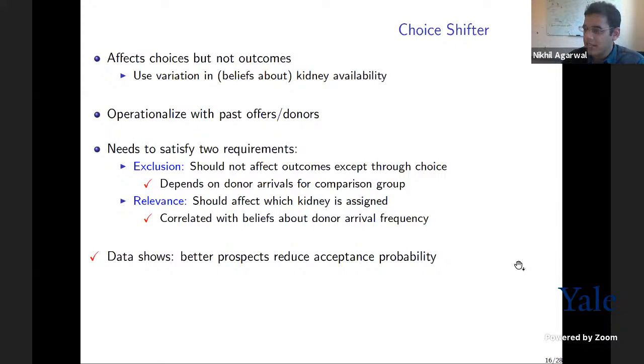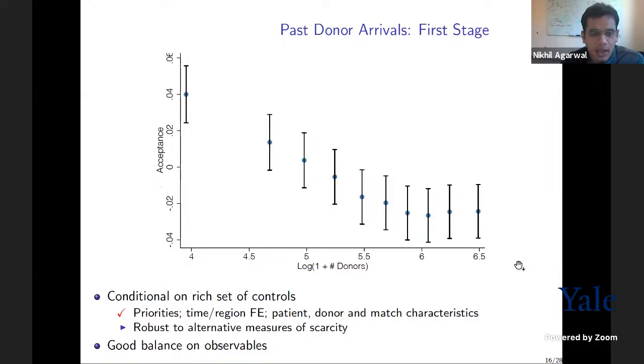The second one is relevance. It should affect which kidney I was assigned to. If it doesn't affect which kidney I'm assigned to, it has no power in distinguishing between those two things. And so the data shows, in fact, that it is true that these past donors and past offers are correlated with decisions.